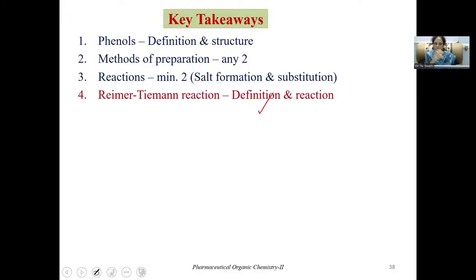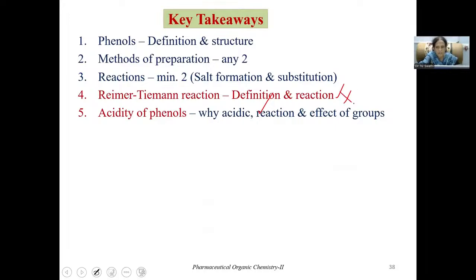So phenol reacts with chloroform in the presence of aqueous alkali and it gives aldehyde as the product. So that is the definition. And what is that single line reaction? At least learn that. Anyway, if you learn Reimer-Tiemann reaction, you can include this also under reactions of phenols if that question comes.